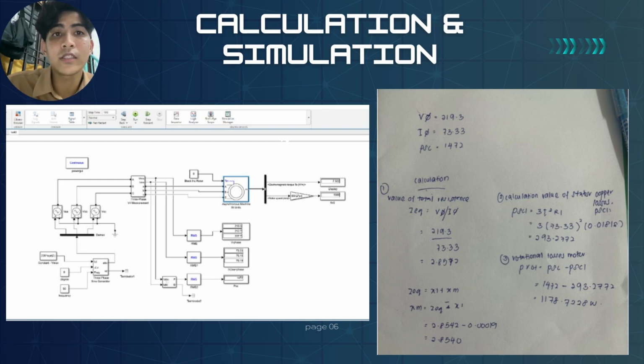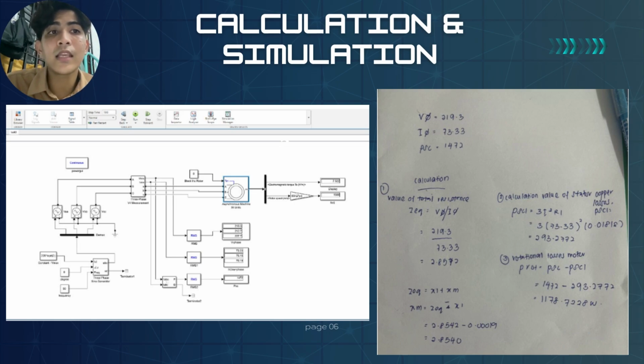Okay, for the calculation, it's related to the performance of an induction motor. It focuses on three key aspects: total impedance, stator copper losses and rotational losses. First, total impedance ZEQ. Impedance is calculated using the formula ZEQ, where phase voltage is 219.3 volt and phase current is 73.33 ampere.